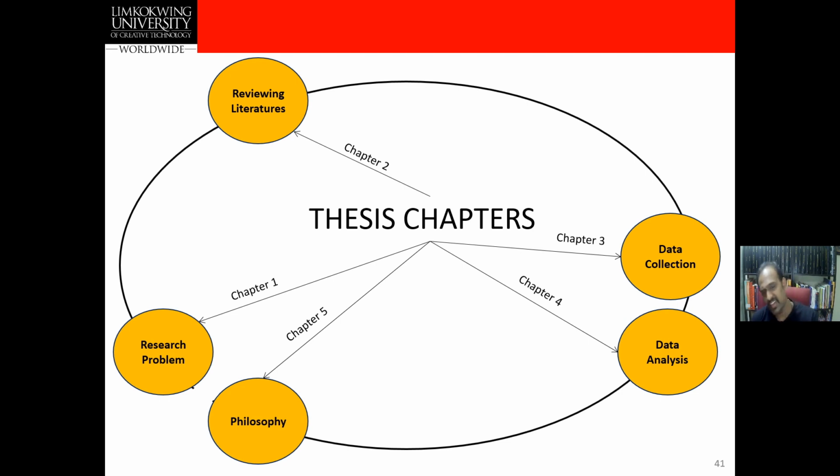So these are the entire chapters in a research for a PhD. If your university prescribes having 6 or 7 chapters, that's up to you. But in Lim Kok Wing University we have only 5 chapters. So we go by 5 particular stages of the thesis.